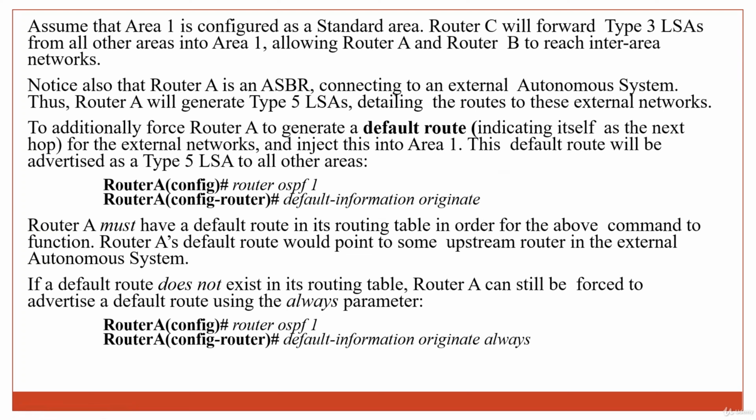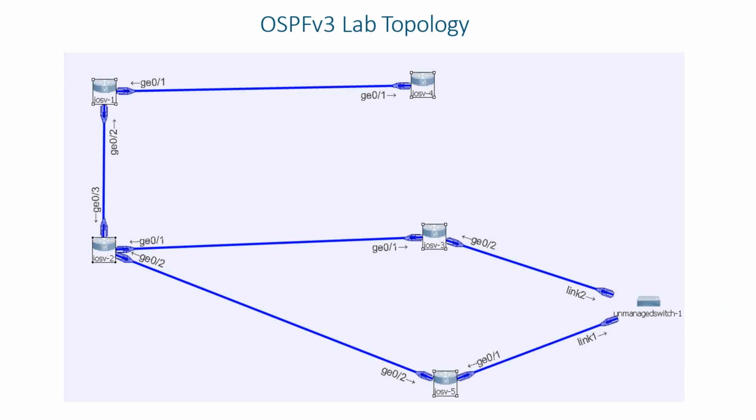But in case you want to force it, for example if a default route does not exist in its routing table, router A can still be forced to advertise a default route using the always command. Now let's look at the lab and what type of IPv6 addressing we are using. So here I'm using this type of lab.